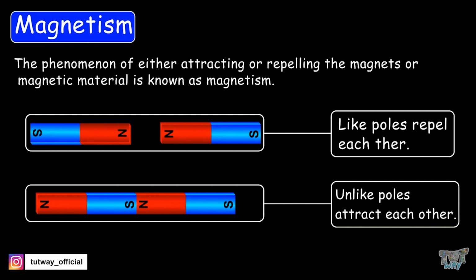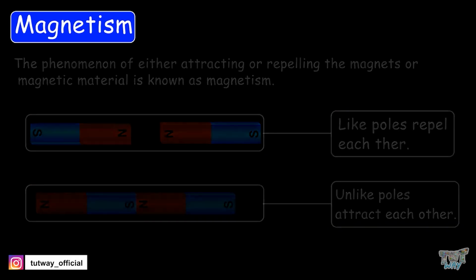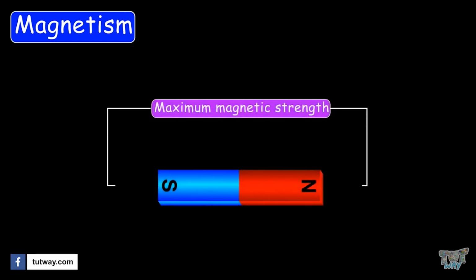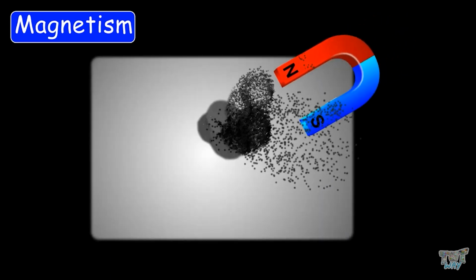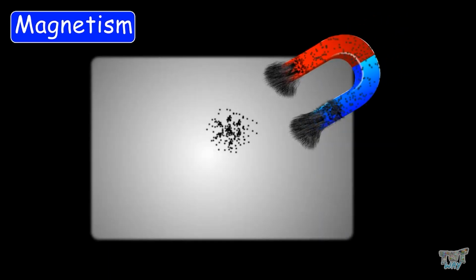So now you know what magnetism is, and the magnetic strength of a magnet is the maximum at the poles of the magnet. You can check this by bringing a horseshoe magnet near a pile of iron filings. You'll observe more iron filings concentrate at the poles of the horseshoe magnet. So we have learned about magnetism. Now we will learn about electromagnetism.